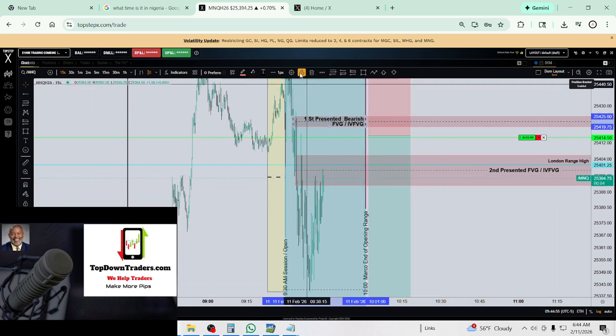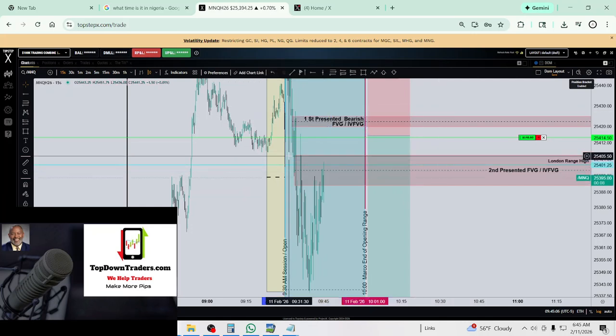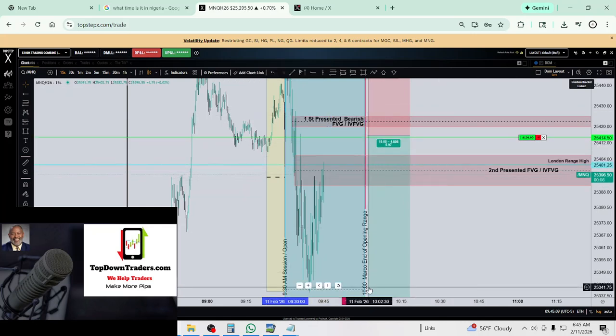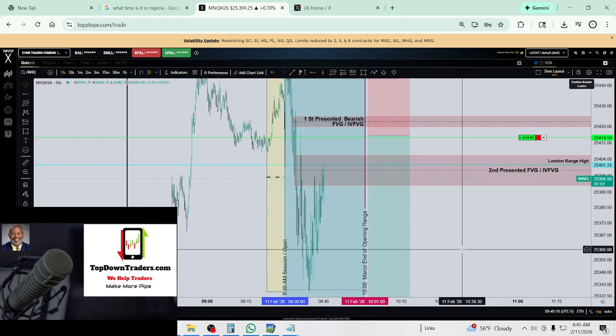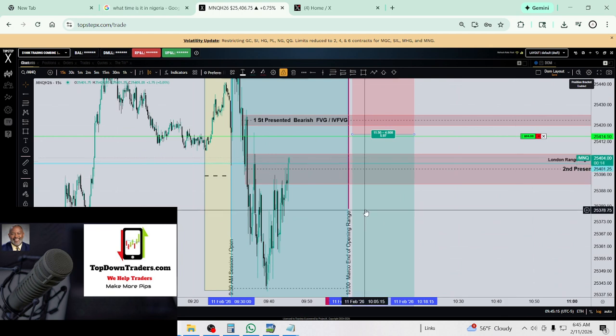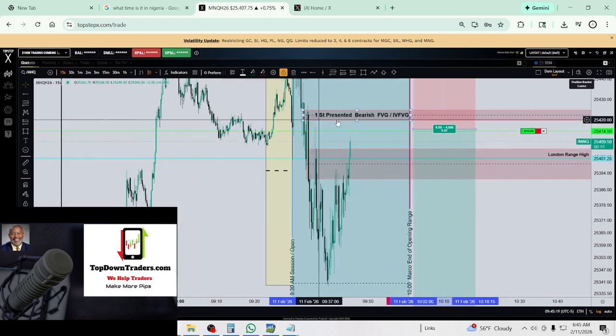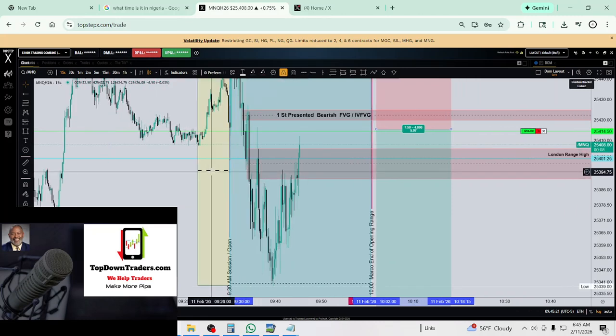This one, unlock that one, extend it out. Now I realize why I did that. I only want to extend that out to the first 30 minutes in price action. Second one I can extend out further. Looks like price is going to retest that first presented fair value gap.